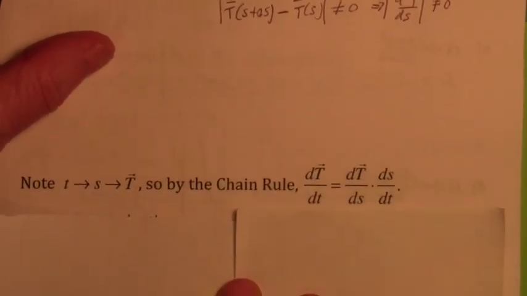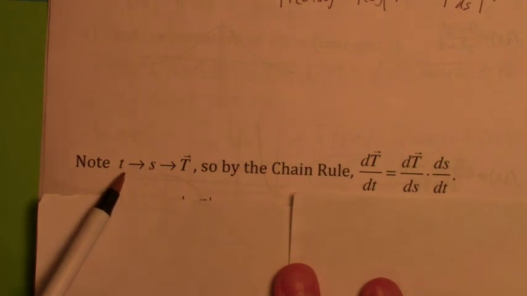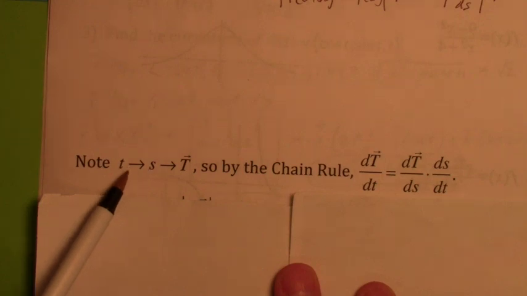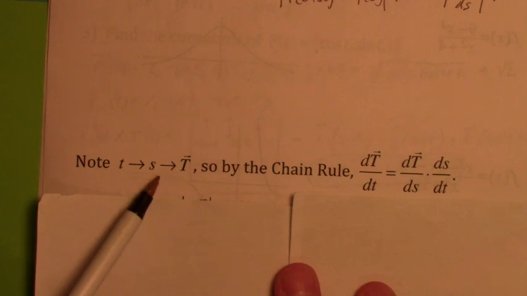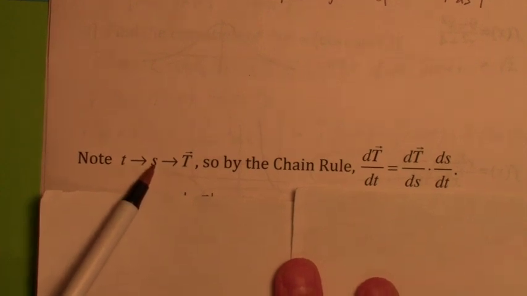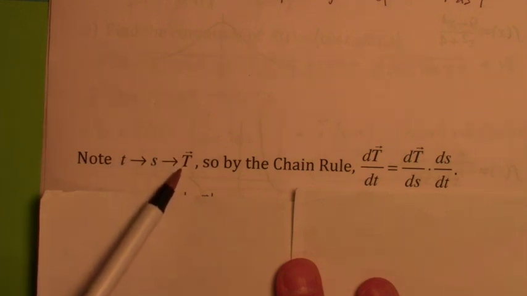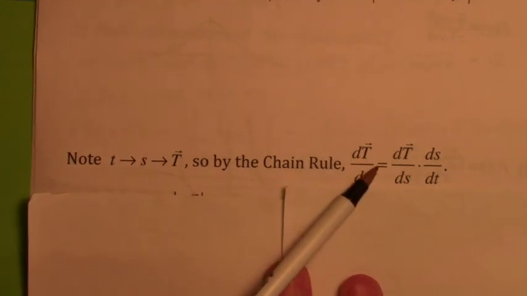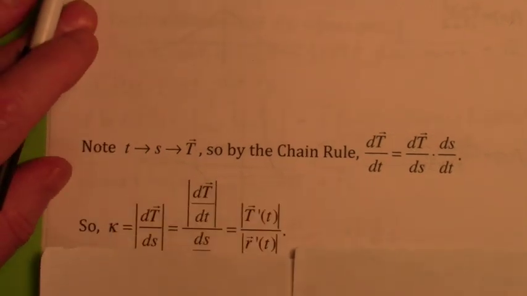Here's what we do. Let's suppose that the arc length can be written in terms of t, and there are homework problems where they do that. Suppose the arc length can be written in terms of t, and then the tangent vector function can be written in terms of s. So if you apply the chain rule, dT/dt, the derivative of the tangent vector with respect to t, is equal to the derivative of the tangent vector with respect to s times ds/dt.